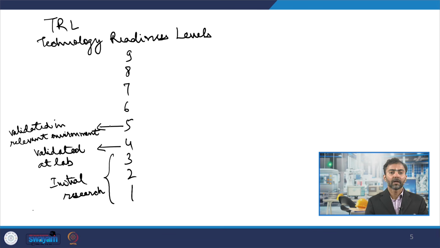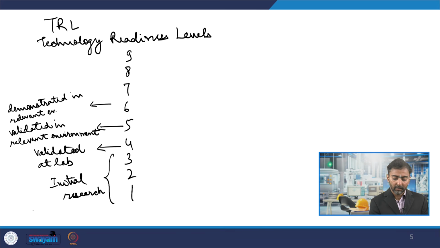So the technology has been validated in the relevant environment. That is what we mean when we say that technology is at around TRL 5. And then further development happens. So we need to demonstrate it also: the technology demonstrated in a relevant environment. So that is around TRL level 6.